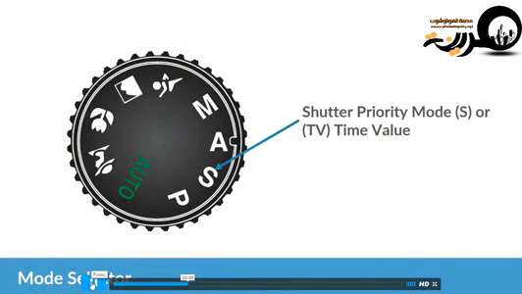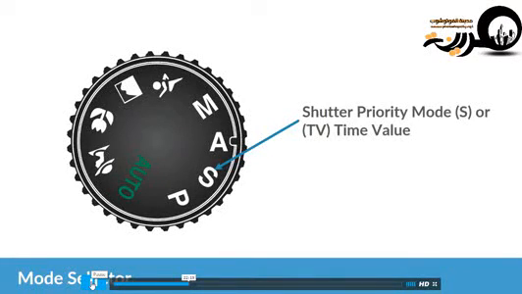Then the other one is your shutter priority mode. It might appear as S, or it might appear as TP, or it might appear as TV. Sorry, TV, Claudia, you're absolutely right. So it might appear with different letters on it, but the function is the same.